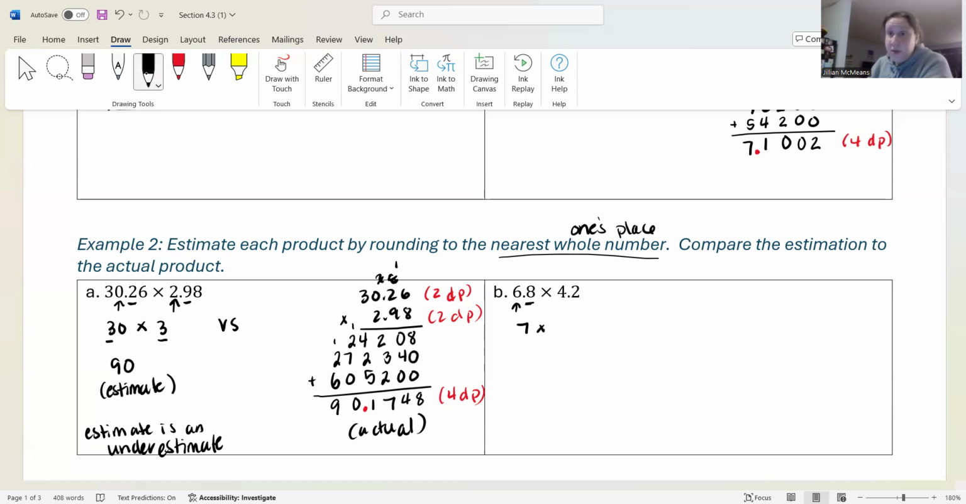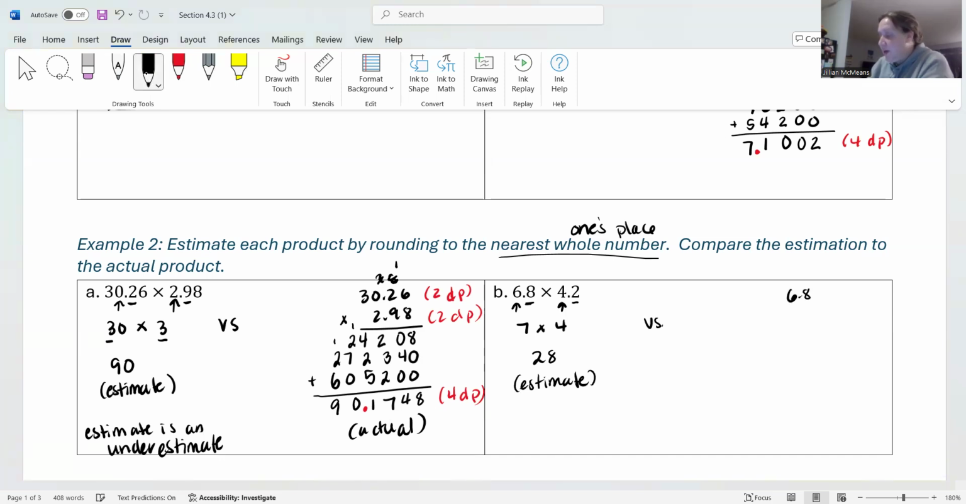And then 4.2, is it closer to 4 or is it closer to 5? Okay, well, 4 is in the ones place. To the right, I have a 2, which tells me to round down. So this tells me that 4.2 is closer to 4. And then 7 times 4 is 28. So that's my estimate. Let's see how that compares to the actual product.